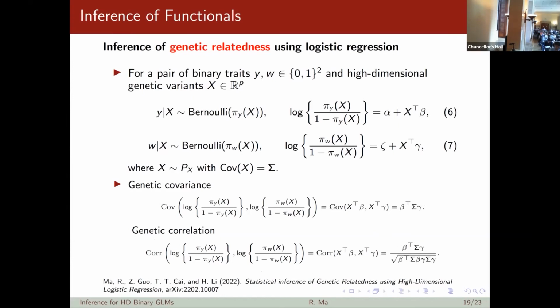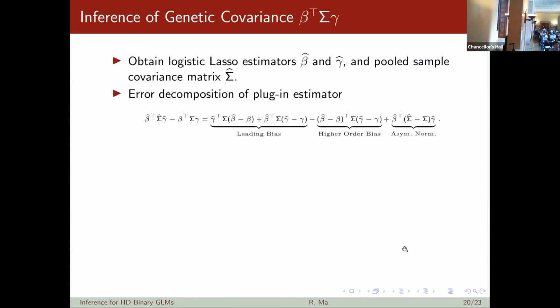And although it seems that in the previous case we only considered an individual regression coefficient, it turns out that the idea can also be useful here for making inference of these functional parameters. And again, we can start with the logistic lasso estimator for beta and gamma, and also a sample covariance matrix estimate. And we start by considering the error decomposition of the simple plug-in estimator. And we can recognize that there are leading bias and some higher order bias, and also an asymptotic normal term.